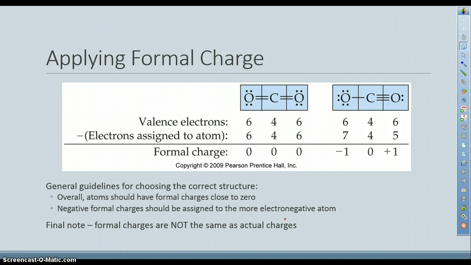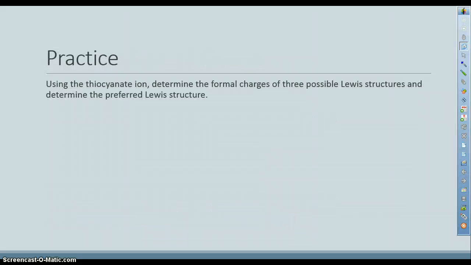So again, you have to know your trends. You should be able to realize which one's your more electronegative atom, and that will want to take on the negative charge. Makes sense, right? It draws electrons towards itself. On a final note, make sure you know that formal charges are not the same thing as actual charges. There's a whole complicated system of relationships that we're not concerned with in this class. Just know that formal charges and actual charges are a little bit different.